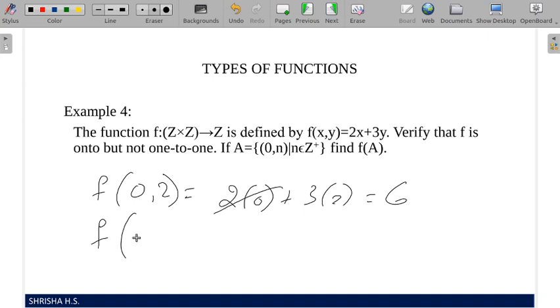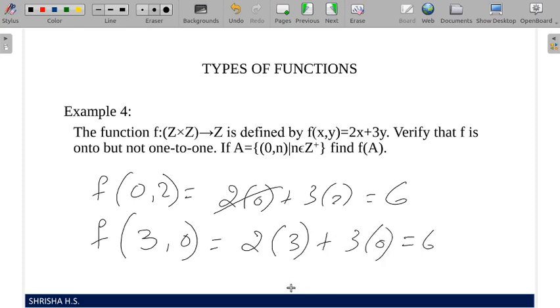Okay, so check for (3, 0). So you will get 2 into 3 plus 3 multiplied by 0, and it becomes 6. So two different elements of Z cross Z in set A map to the same element n equal to 6 in set B. So therefore it is not a one-to-one function. Different elements in set A do not have different elements mapping in set B. So these have the same mapping. It is a function but it is not a one-to-one function.